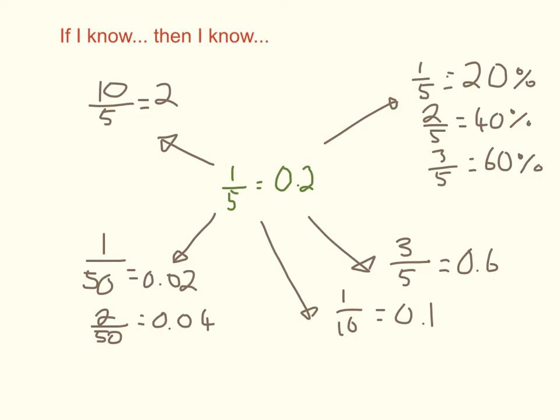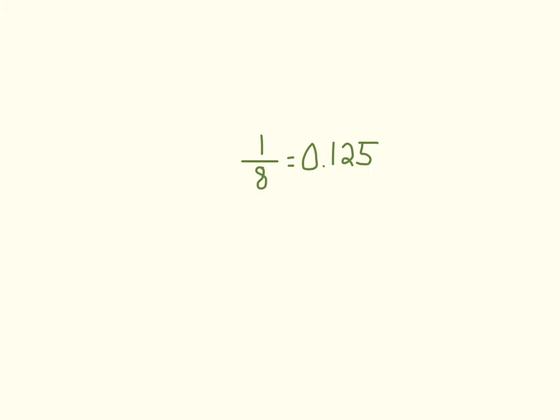And also, if I know that a fifth is 0.2, well, if I halve a fifth, I have a tenth, and so I'd have to halve my 0.2 to get 0.1. It's all just me making connections. Have a go at this example and see how many connections you can make to this fact.